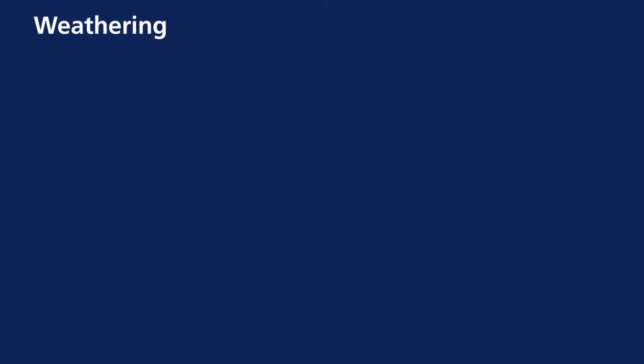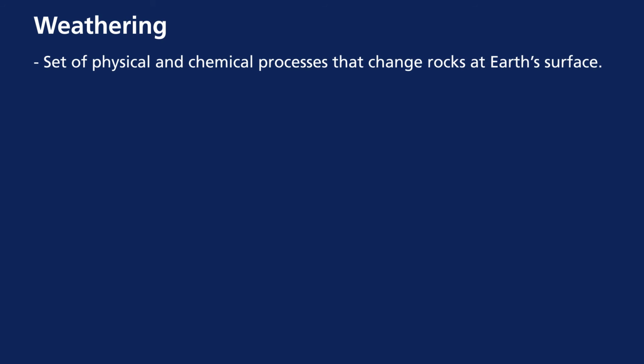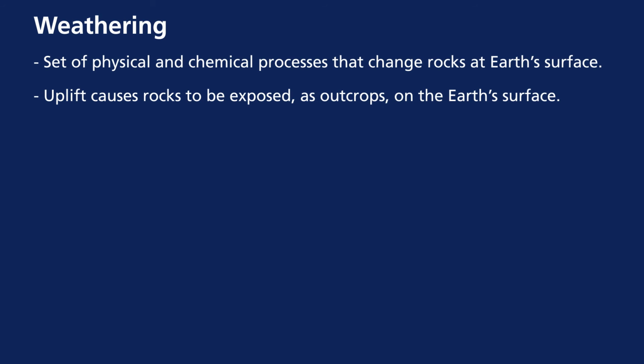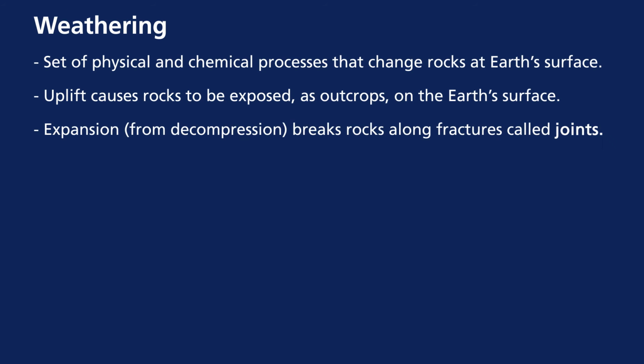Weathering, back to weathering, which we discussed just a little bit. Weathering is, again, as I mentioned, the physical and chemical process of changing rocks on Earth's surface. The rocks come up because of plate tectonics, as discussed previously in earlier modules, and come to Earth's surface. There is expansion. The break in the rocks is called a joint.